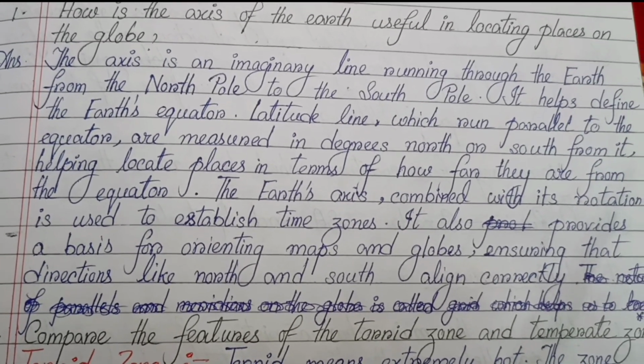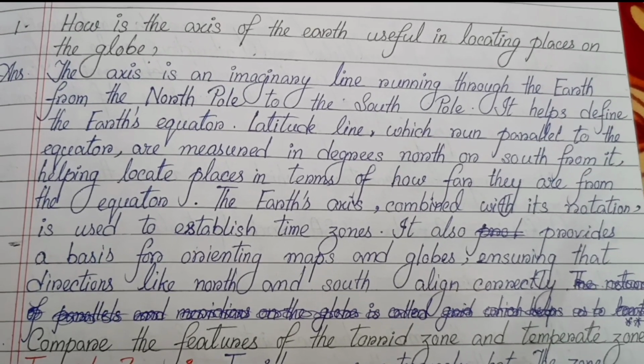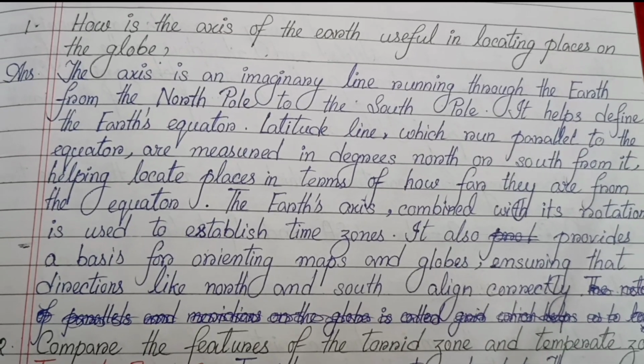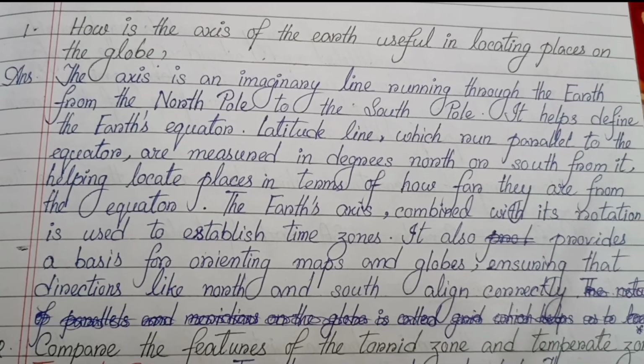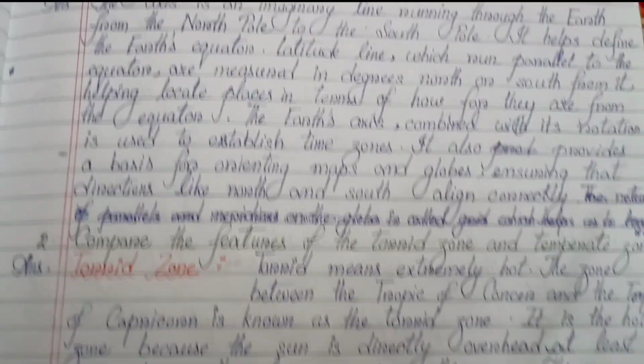The earth's axis combined with its rotation is used to establish time zones. It also provides a basis for orienting maps and globes, ensuring that directions like north and south align correctly.